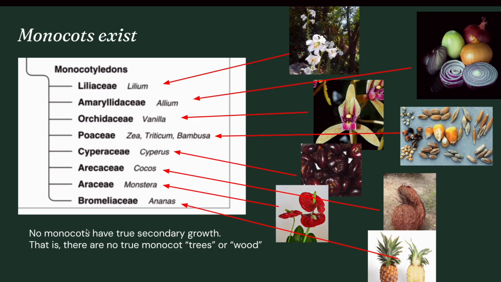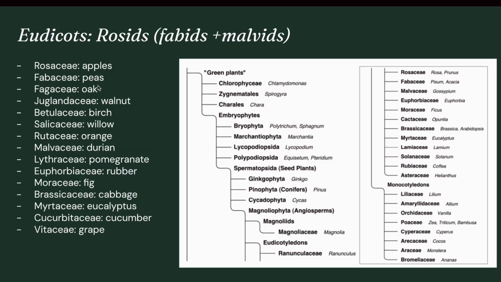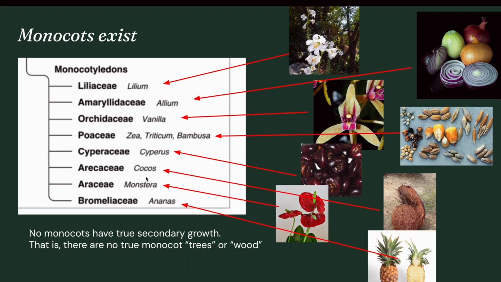I don't know. The thing about monocots is that they kind of lost the ability to have true secondary growth. So there are angiosperm trees that have true wood, but no monocots. Monocots kind of lost that ability to have secondary growth. So there are no true monocot trees or wood.